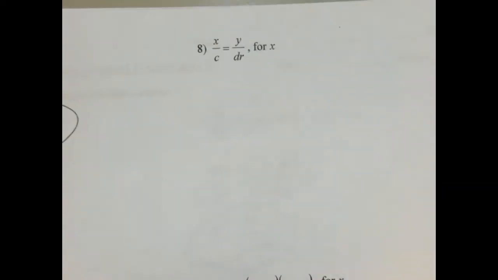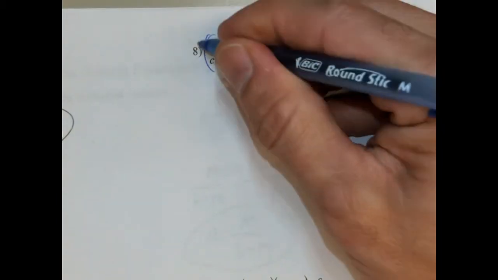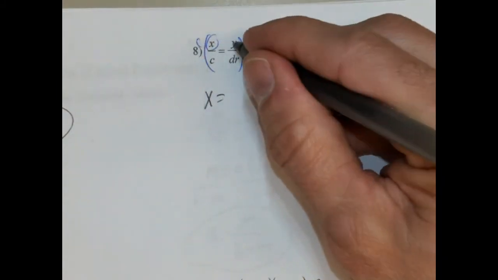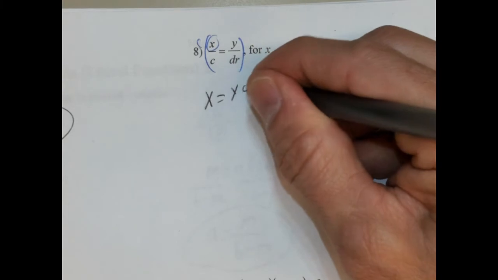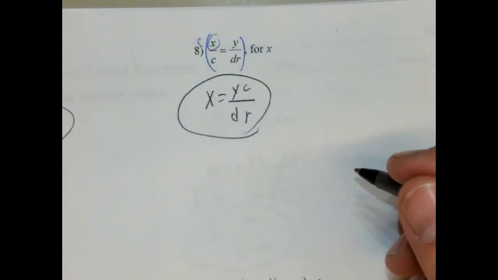There we go. Solving for x, so we have to get rid of c, so let's multiply both sides by c. So x will be equal to, now c, because we're multiplying, will go in the numerator here. So it's going to be y times c, or c times y, it doesn't matter. Multiplication is commutative, so the order doesn't matter.